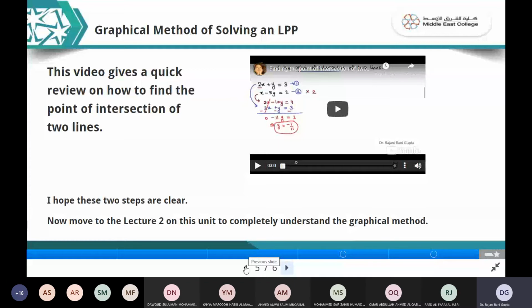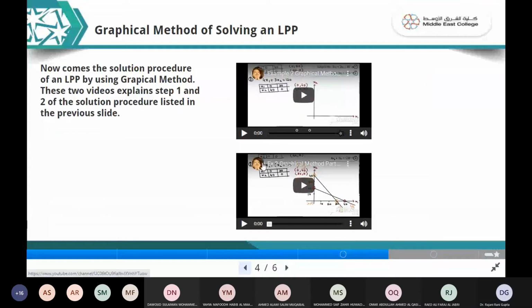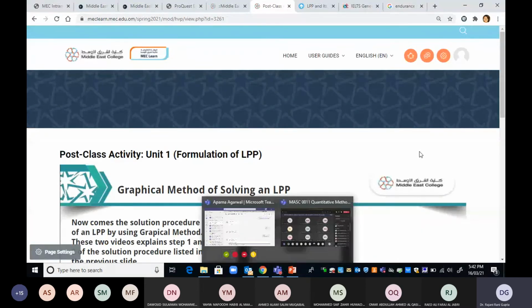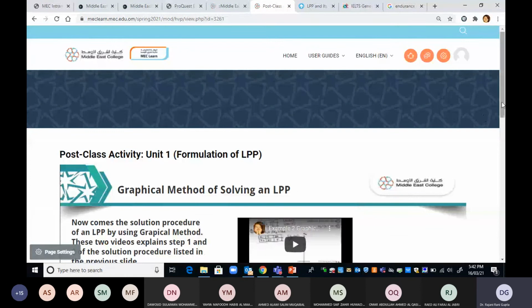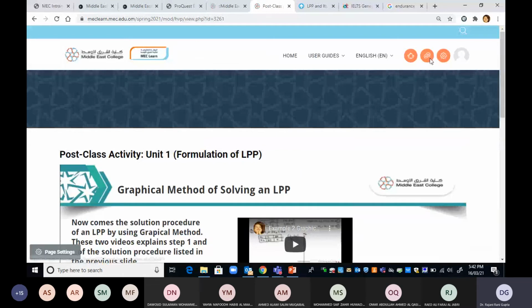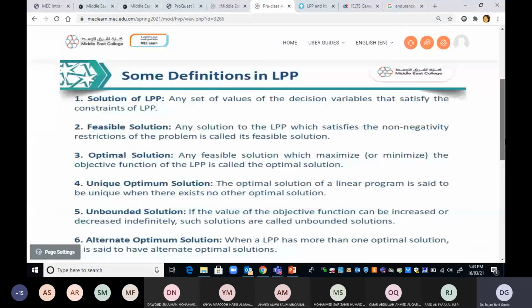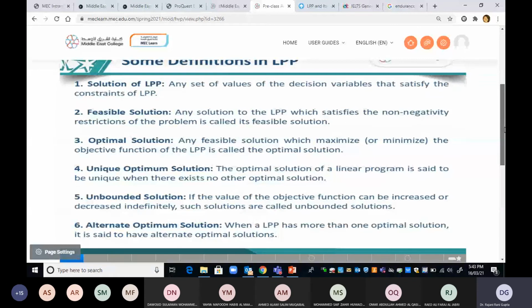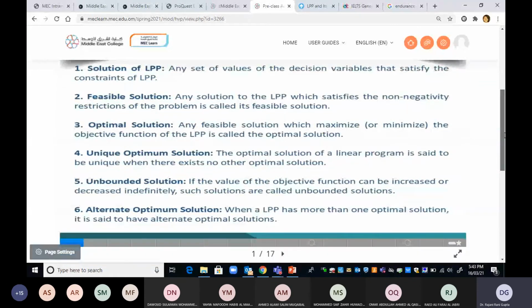Once you're done with this one, in next week class, we will see how to find the solution by using graphical method. So again, this is the pre-class material that is available to you, which is having some definitions that I want you to go through. That what do we mean by solution, feasible solution, optimal solution, unique solution, unbounded solution, and so on.